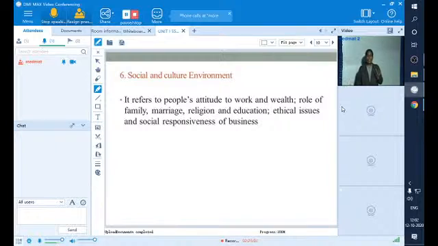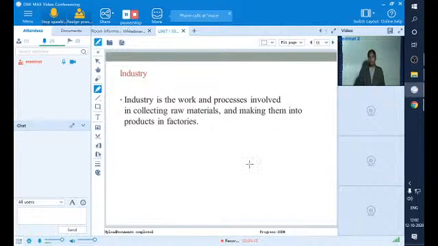Cultural means the culture, how I am going to do my things in my manner. Okay, so different cultures. So this is what we can say is the social and cultural environment. And industry. Now we are going to see what is meant by industry. We have done with the business environment. Now we are entering into industry.